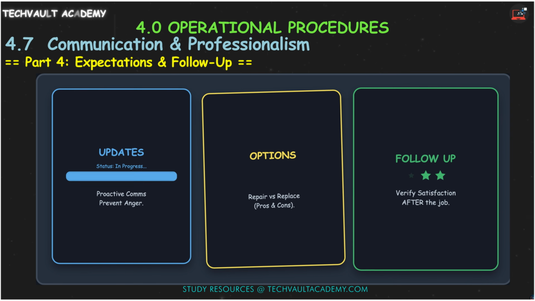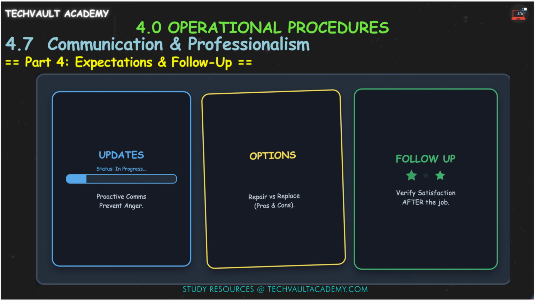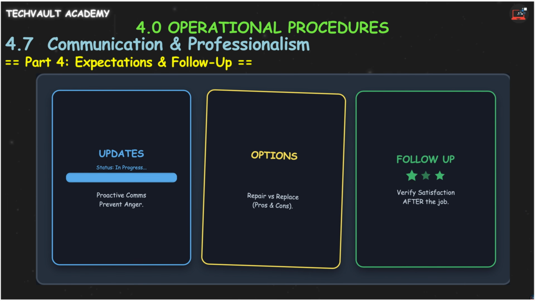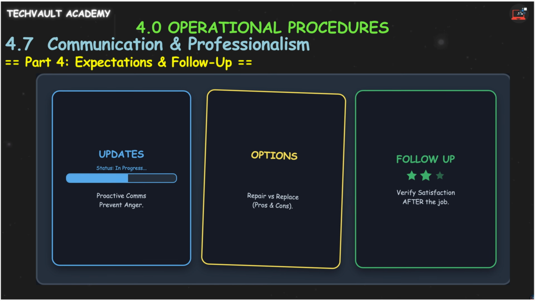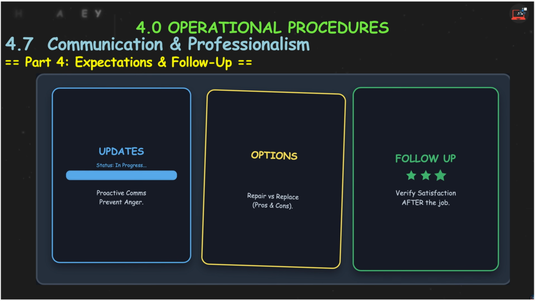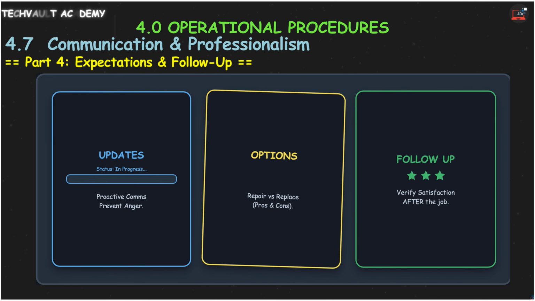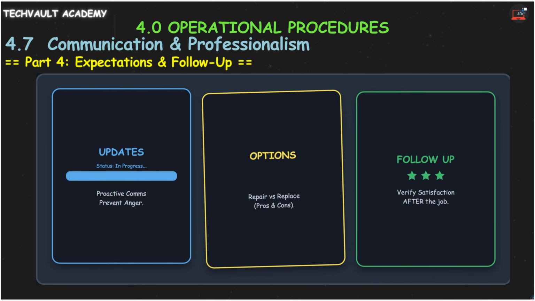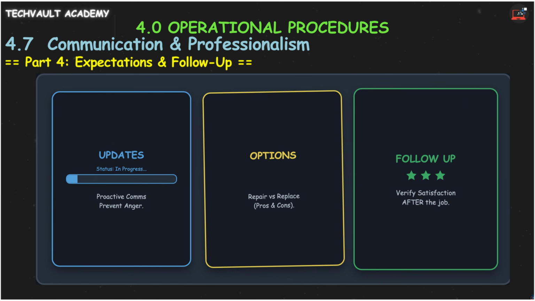Finally, managing expectations. Expectation is reality. If a repair takes 2 weeks, tell them up front. Communicate the status proactively so they don't feel forgotten. Offer clear repair or replacement options, explaining the pros and cons of each. And when the job is done, follow up to verify satisfaction. This catches any small issues that might have slipped through the cracks.